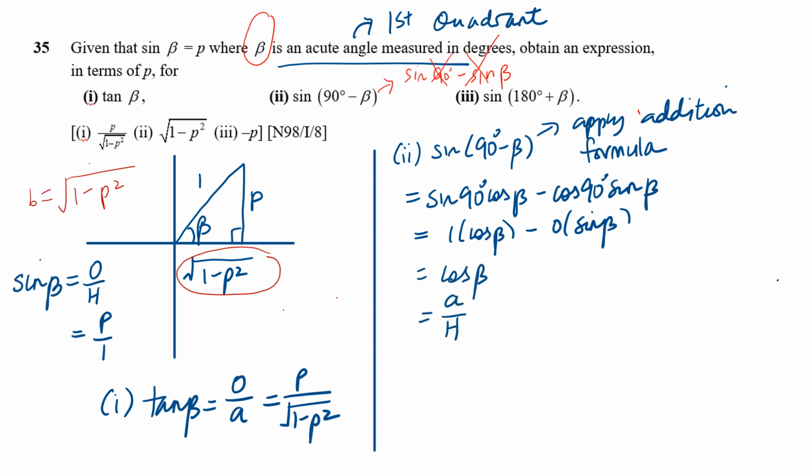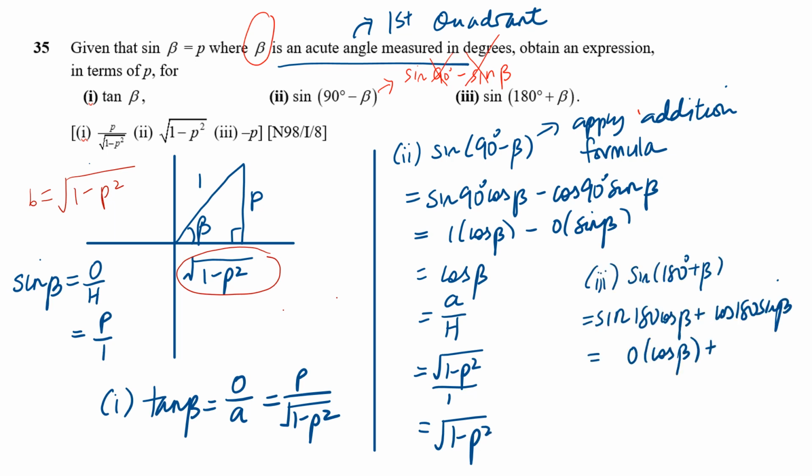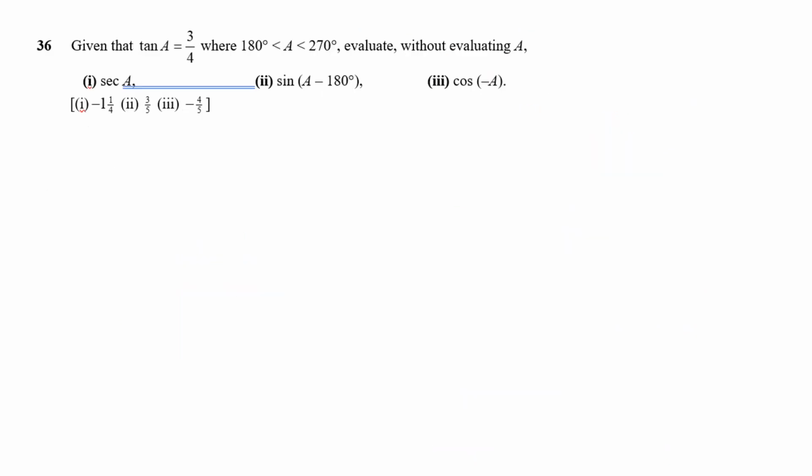So cosine beta is the ratio of adjacent side over hypotenuse, which is square root of 1 minus P squared over 1, which is just square root of 1 minus P squared. So do the same for part 3. Apply the addition formula. Get negative sine beta, which is just negative P. So this is a bonus question if you happen to see this in your exam.